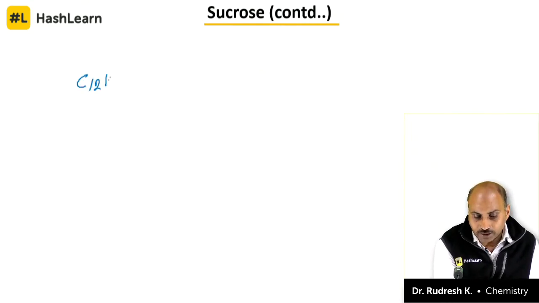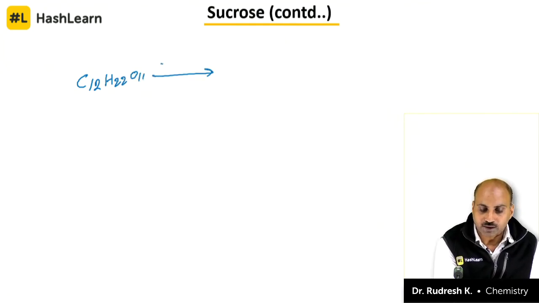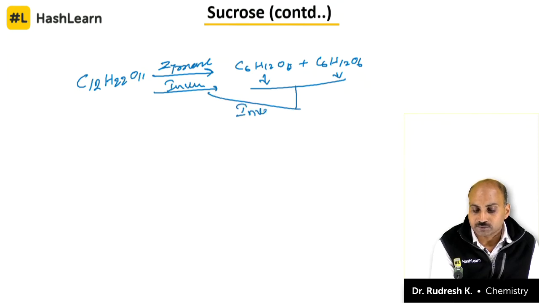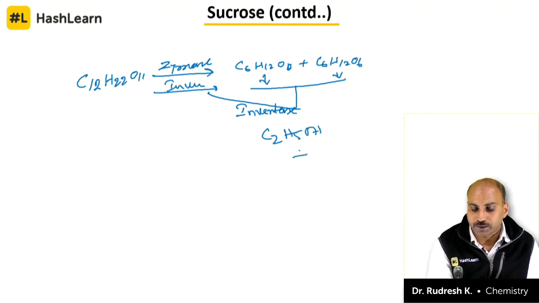When C12H22O11 is treated with invertase first, followed by zymase, it gets converted to C6H12O6 plus C6H12O6, which forms glucose and fructose. Any of these glucose then finally interacts with zymase and converts into C2H5OH plus carbon dioxide plus water.